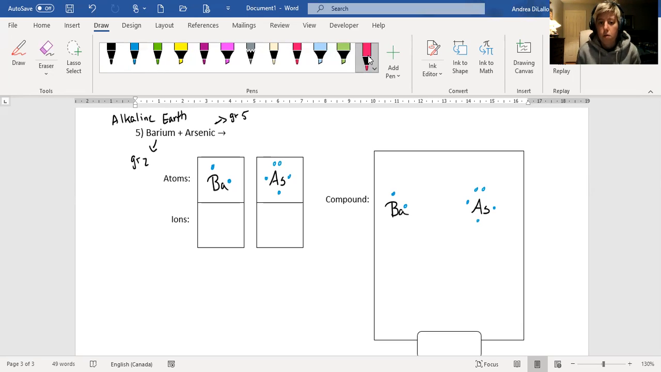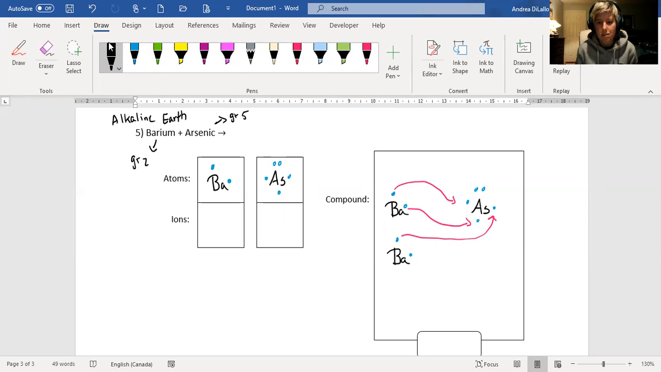So barium gives up 2 electrons. Barium's happy, it's given up its electrons, it has a full shell. But arsenic is not. It's missing 1 more electron. So what needs to happen? Another barium has to come in. This barium gives its electron to arsenic. Now arsenic's happy, but barium's not, because it still has 1 more electron it can give up.